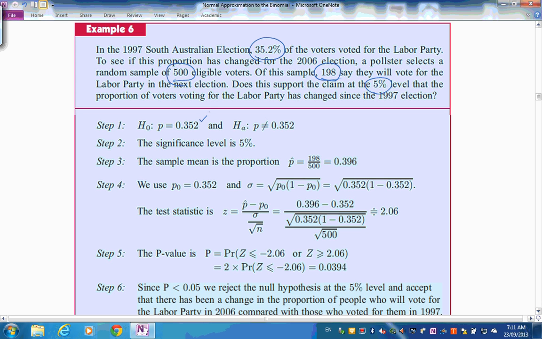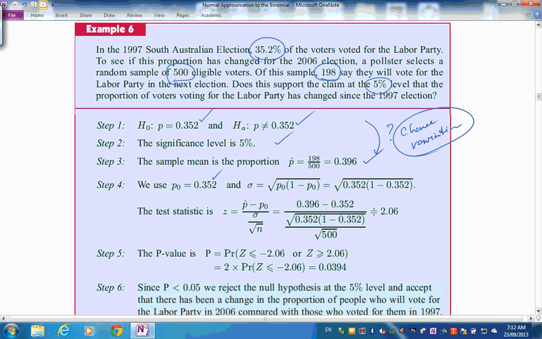Same as before. P0 is 0.352. And the alternative hypothesis is that it isn't that. Significance level, 5%. Let's work out the mean from the sample: 198 over 500 voted for them. Oh, it looks like it's gone up. All right? A person in the street might say, oh yes, it's improved. But is it significant? Or is this a chance variation, sampling from the original population, which maybe hasn't changed? We're getting a chance variation which is looking a bit higher.